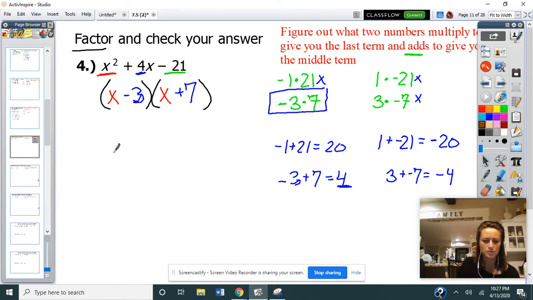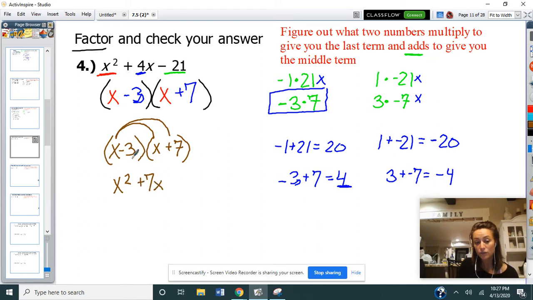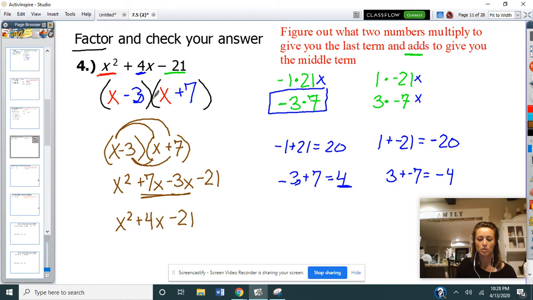Let me show you why it works. When we distribute out, because that's what we're really doing in our head, we're doing it backwards, x times x turns into x squared. X times 7 turns into 7x. And then you distribute the negative 3 times x is negative 3x. And the negative 3 times 7 is negative 21. So then you combine the middle terms and you get x squared plus 7x minus 3x is positive 4x minus 21. So it does match my original problem.